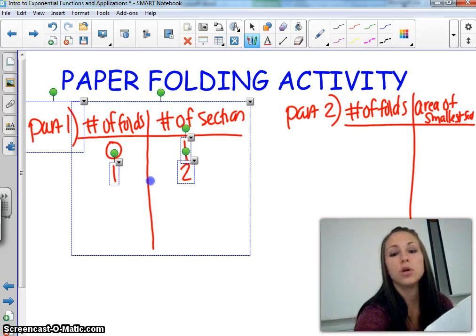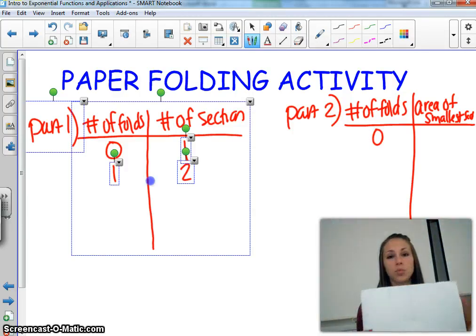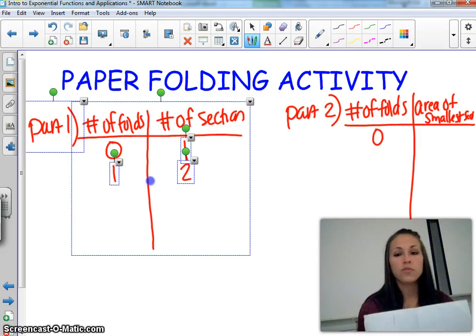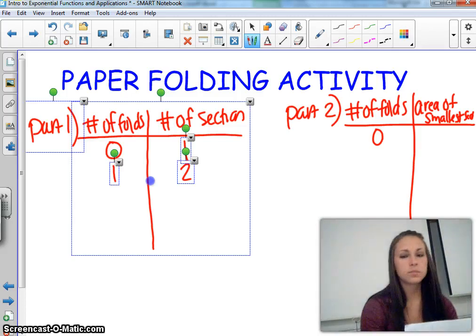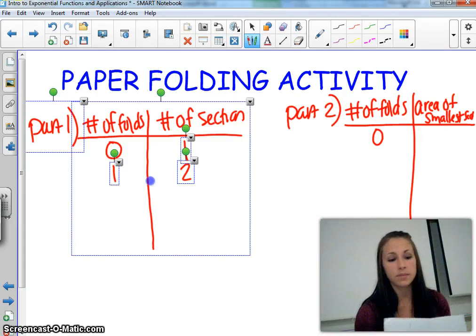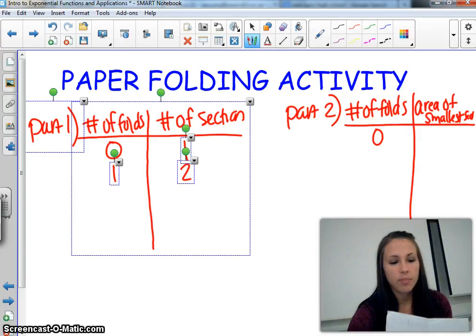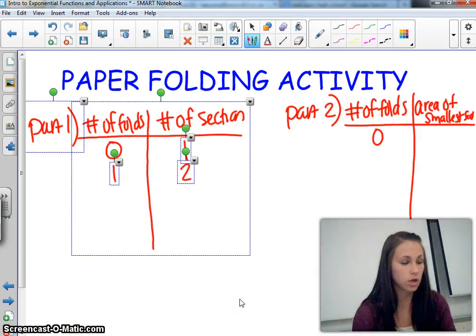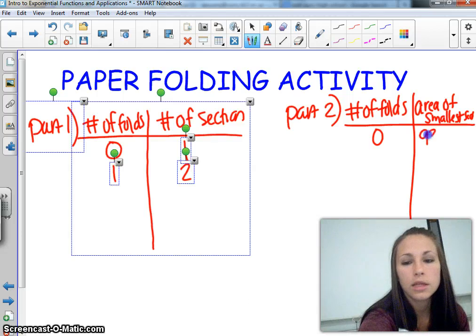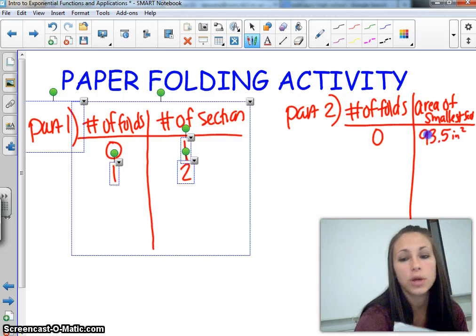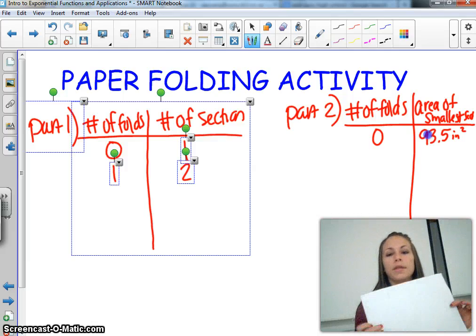If I fold this paper 0 times, the area of this paper would be represented by the length times the width. So you're going to need a ruler for this. So you would measure the area, okay, or the length of this paper, and then multiply it by the width of this paper. And so then you would find your area of the smallest section. And so this paper I know is 8.5 by 11. So 8.5 by 11, I would just multiply that in my calculator, and when you do that, you should get 93.5 inches squared. So I want you to do this in inches. But that's how you would do that.